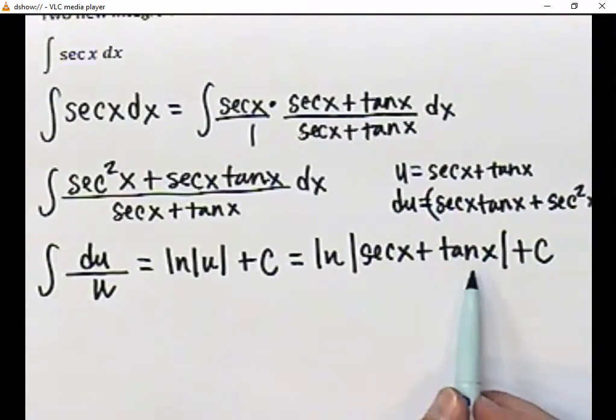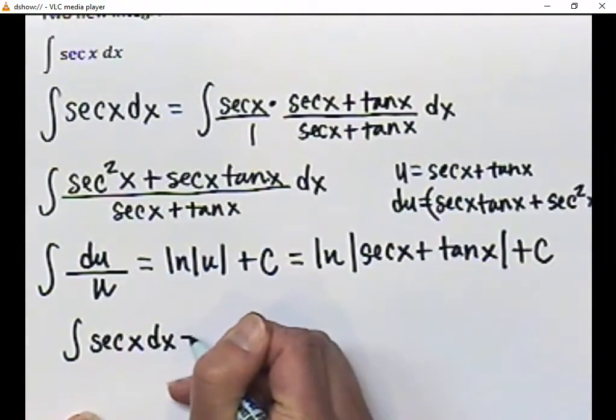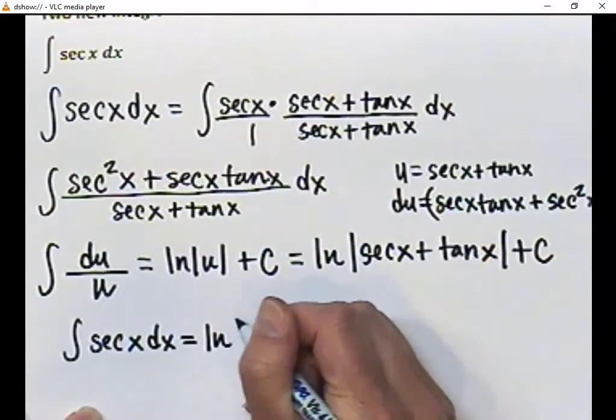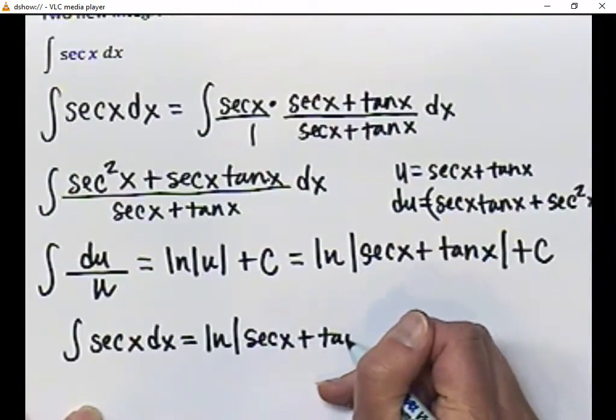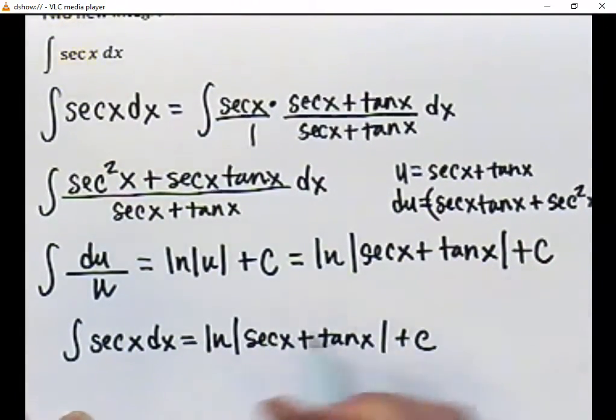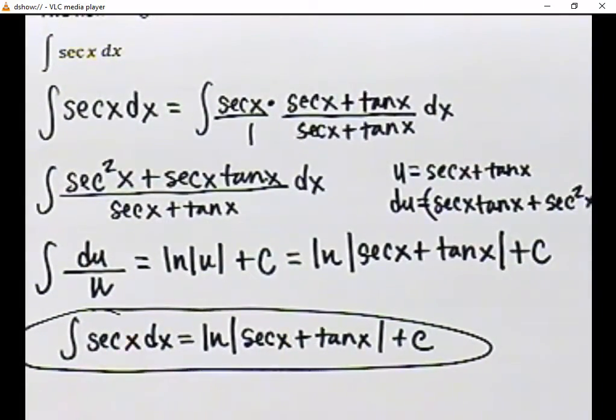Of course, secant x plus tangent x can switch order, but that's the general rule. So I'll write the result down here. Now you know the integral of secant is this natural log right here. Secant can go first or tangent, it doesn't matter inside there, but that will be one more rule that you can use. So you don't need to show the derivation if you don't want to. If you ever have to integrate secant, you can use the result now. Okay, so now we know how to integrate secant.